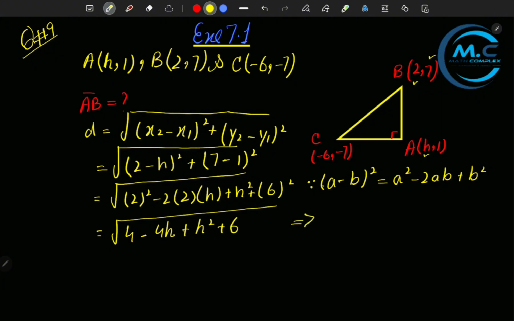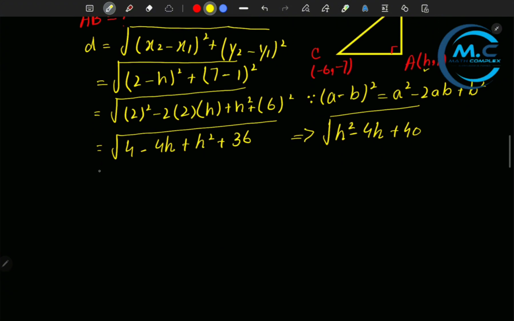Now rearranging these values, this will become h square minus 4h plus 36, which gives h square minus 4h plus 40. This is the length of the side AB, which is equal to under root h square minus 4h plus 40.